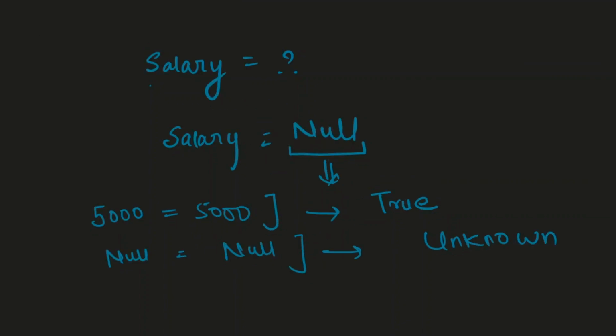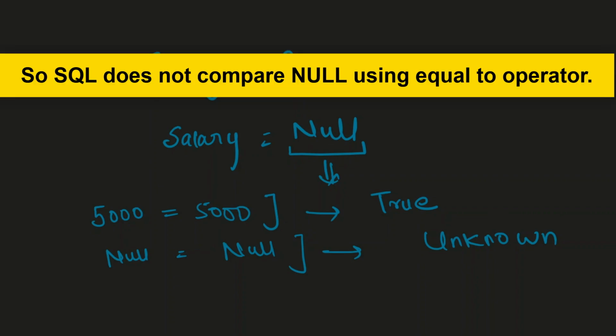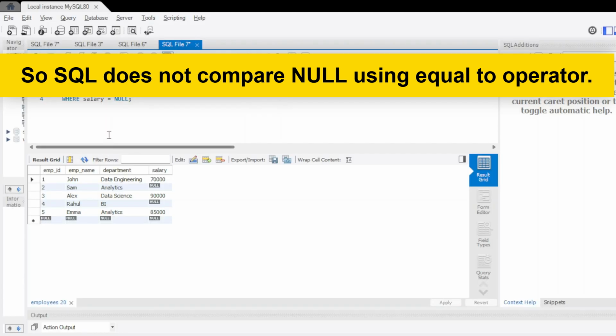Think of it like this. If I ask you Rahul's salary and you say, I don't know, can I compare that unknown salary with any other salary? No, right? Because the information itself is missing. That is exactly how SQL treats NULL. So SQL doesn't compare NULL using the equals to operator. So how can we fix this?